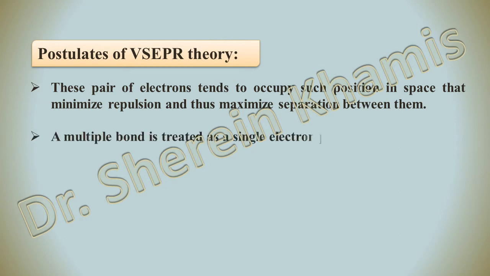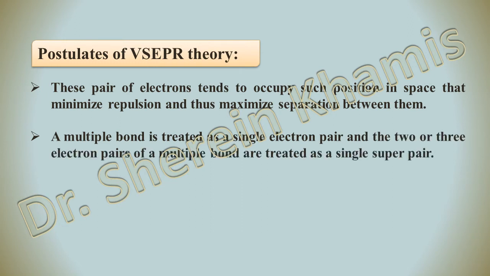Also, a multiple bond is treated as a single electron pair. Two or three electron pairs of a multiple bond are treated as a single super pair. We have some postulates, but when we solve examples, it will be easy.